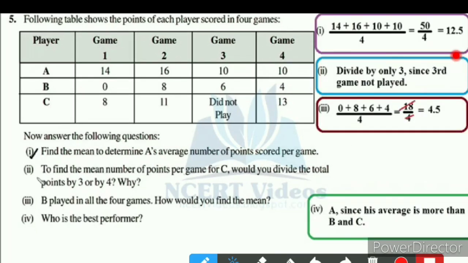First part: find the mean to determine A's average number of points scored per game. Here, A played 4 games. All these scores we should add. 14 plus 16 plus 10 plus 10. 50 by 4 gives 12.5, which is the mean score of player A.